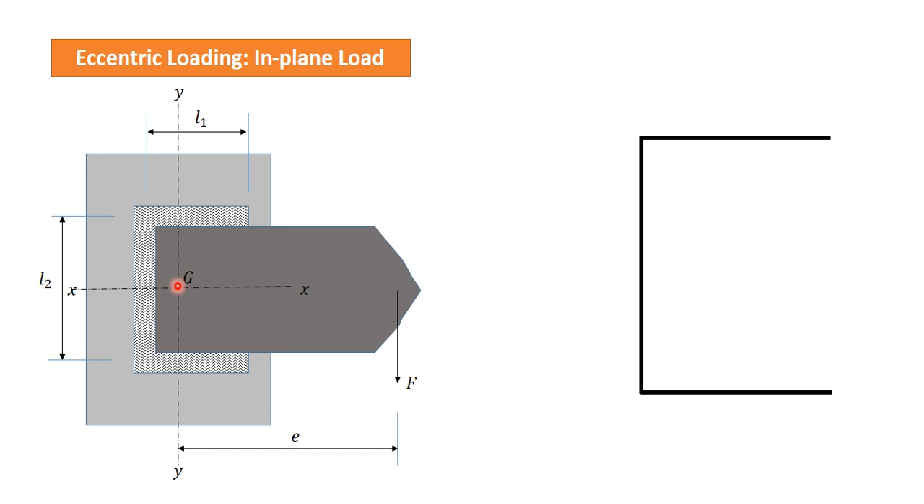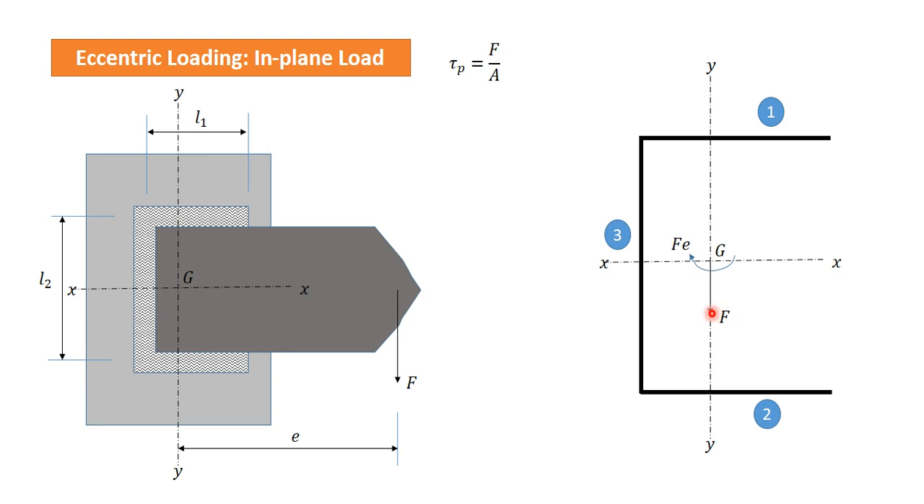So let us redraw this weld, represented through lines like this, an enlarged portion, and let us divide this into three sections. This is 1, this is 2, and this is 3. The effect of this load F after transferring to the CG is a load F and a couple F into e. This load F will induce in-plane shear stress as given by load by area.